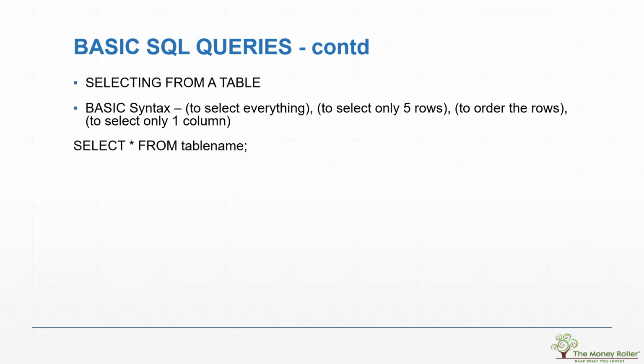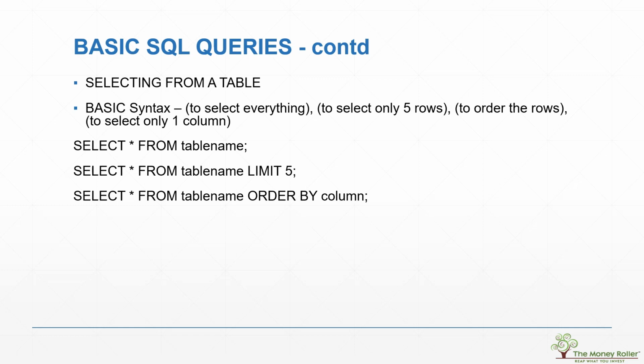So let's see that syntax. Select star from table name. Star means all. Okay, so select all from table name. That is your basic syntax. Okay, so select star from contacts, which means it'll print out all the rows of this table contacts. Select star from table name, limit 5. Okay, so star also means all columns. So select star from table name limit 5 means what? That select all columns from the table name, but limit the rows to 5.